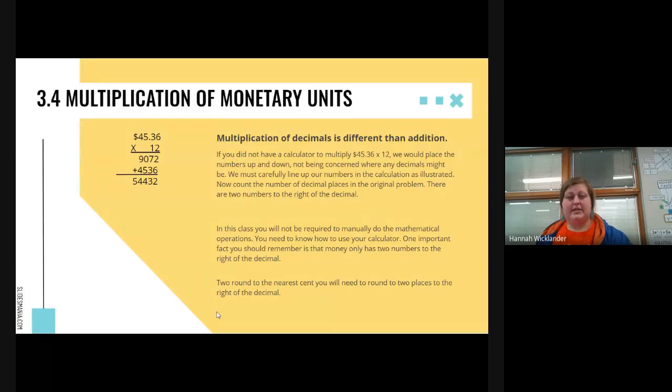To round to the nearest cent, you will need to round to 2 places to the right of the decimal. So can you see a pattern here? Am I engraving in your brain 2 spots past the decimal? Are you sick of hearing me say that? But we're dealing with money. That's what it is.